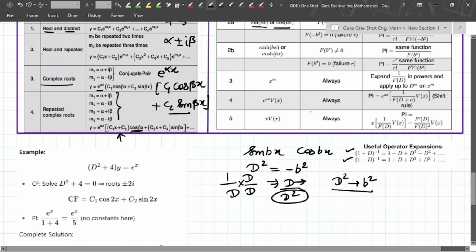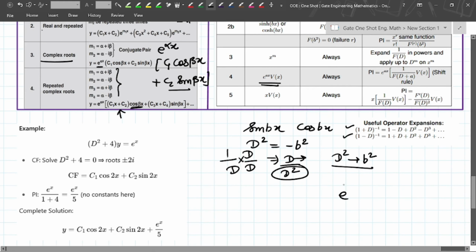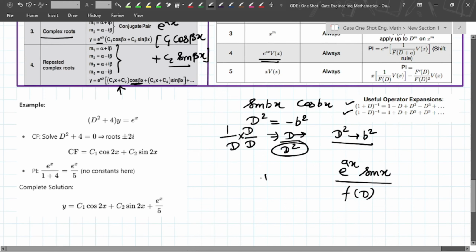These are the cases if your combination is occurring with e to the power, for example e to the power a x into some sine of x. In this case it is your function of d, and you replace d with d minus a. If it is a single e to the power a x, then we just replace d with a. But if it is a combination of functions, and some function of x is arising with this e, then you replace d with d minus a. After that you apply the sine rule, cos rule, whatever it may be.